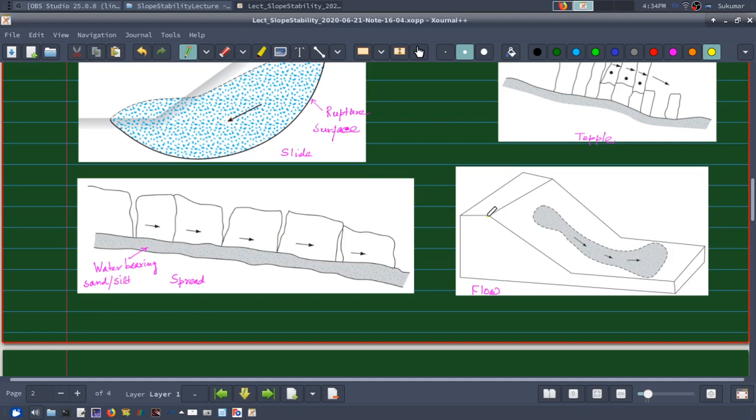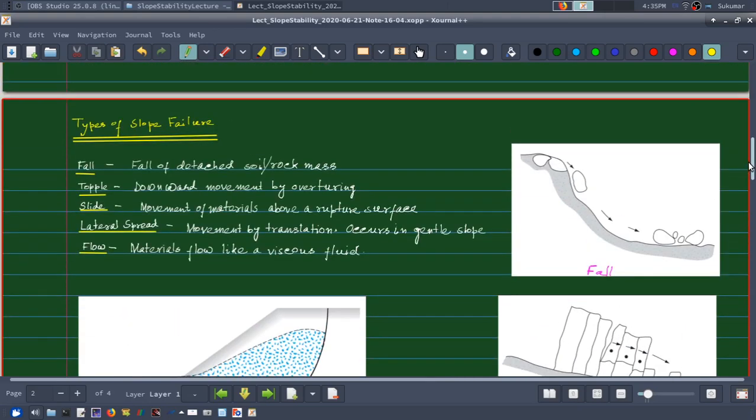then comes the flow slide, where the slope material, sometimes already failed slope material due to oversaturation, may flow like a viscous liquid down the slope. Okay, so this is called flow slide. Flow slides are usually extremely fast, and that's why very dangerous also. Okay, so these are some glimpses of different types of slope failure.